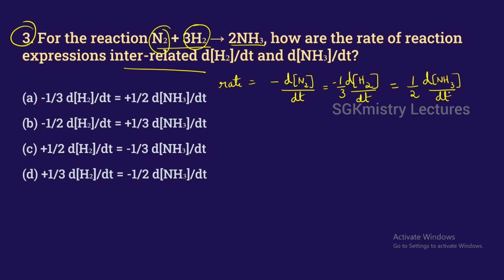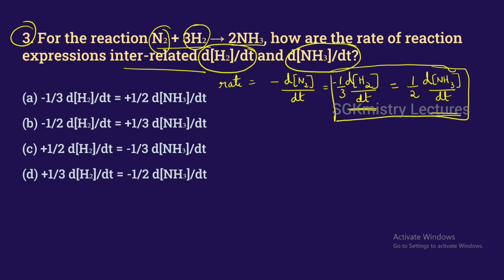So change in concentration of NH3 by change in time. That is what is meant by this d of concentration of NH3 by dt. So now look at the options. We have to only observe the relation between that of hydrogen and ammonia. Only this we need to observe. So look at the options. Here minus 1 by 3 dH2 by dt is equal to half into dNH3 by dt. Yes. So here you can easily see that option A itself represents this particular relationship. So without any doubt, you can easily select option A as the right answer.